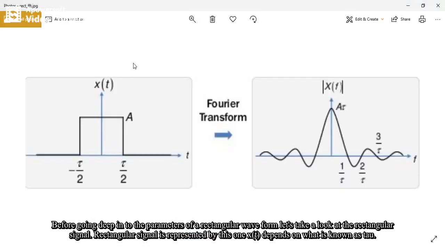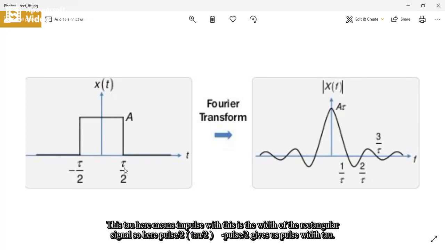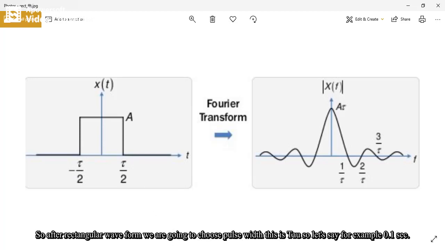A rectangle signal is represented by this form, x of t. It always depends on what is known as tau. This tau here means the pulse width. This is the width of the rectangle signal. So here, from minus tau over 2 to tau over 2 gives us the pulse width tau.